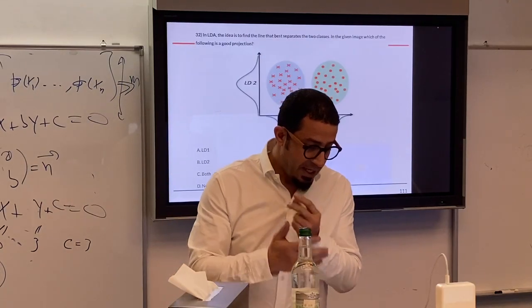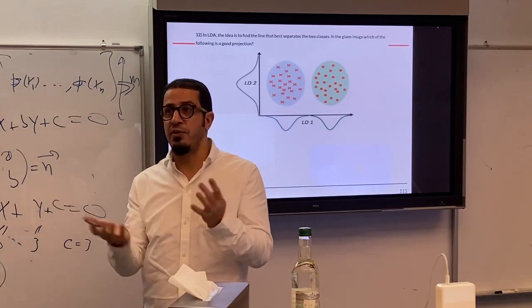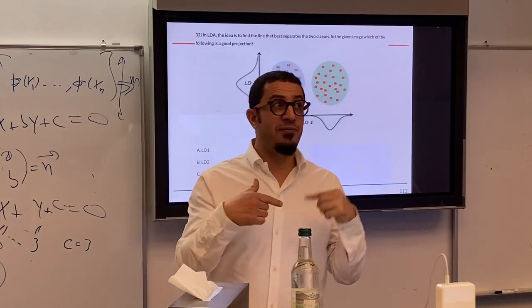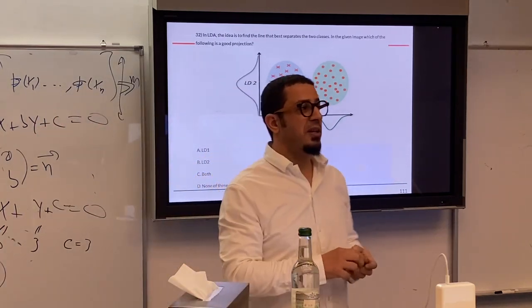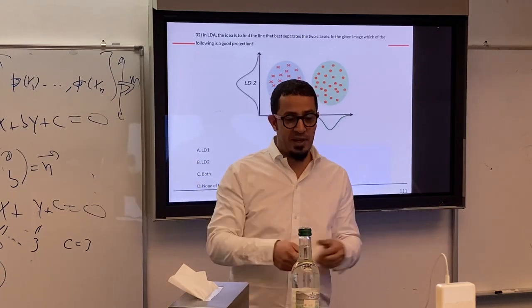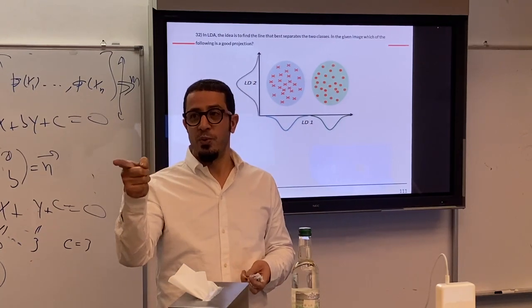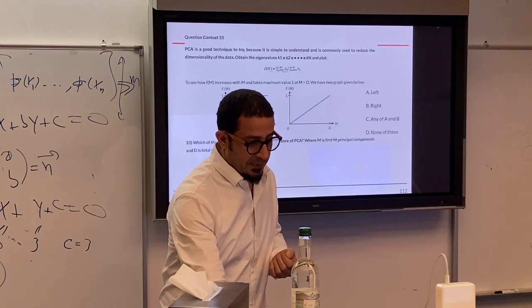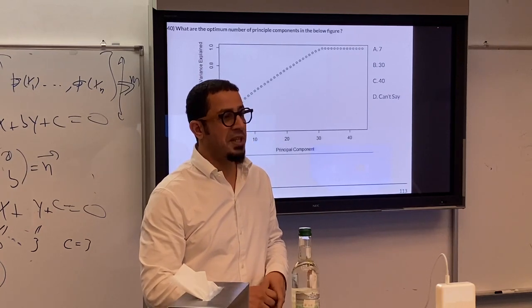Do you think LD1 or LD2 is better, or both, or none of them? I didn't finish the question: for classification or for feature reduction. According to the question, it is about separating between classes. So for classification, which one is better, LD1 or LD2? LD1, yes. It's clearly separating between the two. We did this last time, so I will not repeat it.